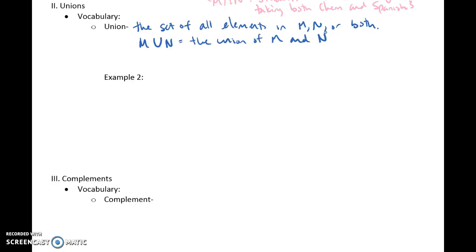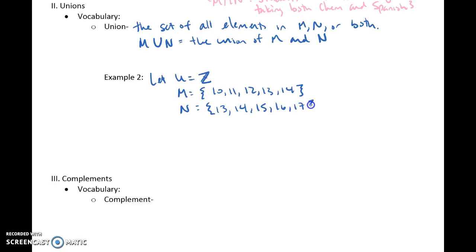So in this case, let's look at example 3. Let's let the universal set equal the set of all integers. Okay? Let M be the subset 10, 11, 12, 13, and 14. And let's let N be another subset: 13, 14, 15, 16, and 17.